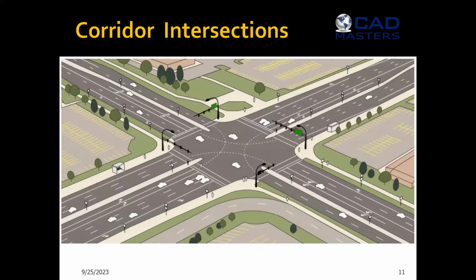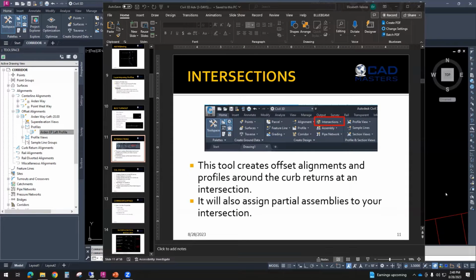In this video, you'll be watching an excerpt from our Civil 3D Advanced class. The topic being covered is corridor intersections. So our topic that we're going to cover right now is intersections.